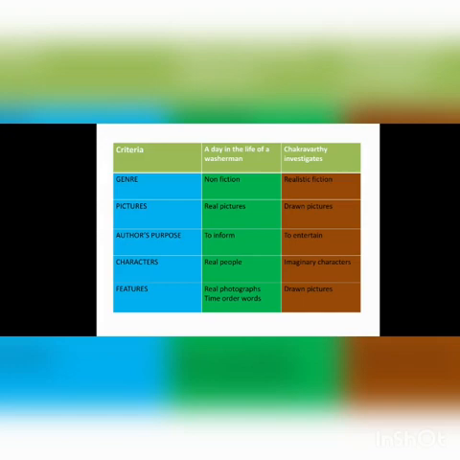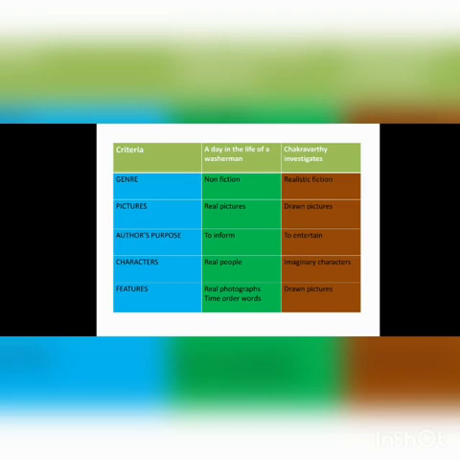Now when we talk about the characters in both the lessons, we see that A Day in the Life of a Washerman has real characters. They are very, very relatable to us. The characters are very real. We see a washerman in our life every day. So they are real people. But in Chakravarti Investigates, you would find that the characters are imaginary. They are made up.